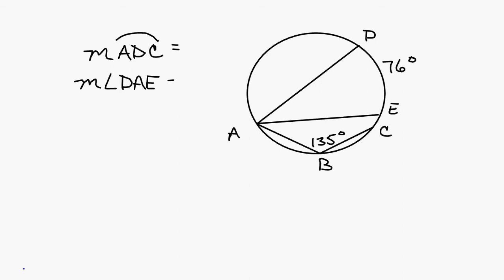Arc ADC, three letters, so it's a major arc. It goes from A through D and it ends at C. So it's all the way around, isn't it? Here's its inscribed angle that ends at C and A. So this red arc all the way around the outside of that angle is going to be twice as big as the 135, isn't it? So 270.